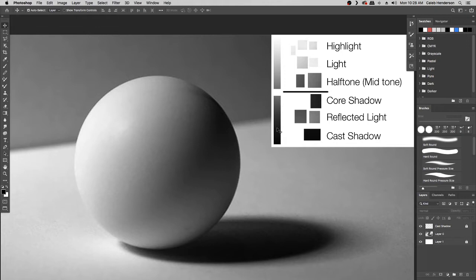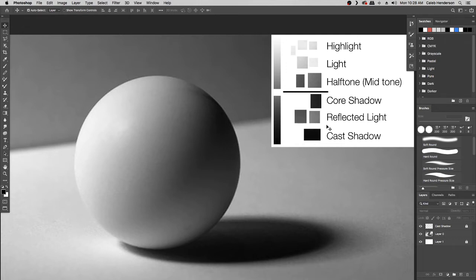Your shadows, no matter how light it seems, everything in the shadow is darker than anything that's happening out in the light. And if you keep that structure alive, if you keep that going, then your drawing will have much more structure, much more volume. It's a great place to start.